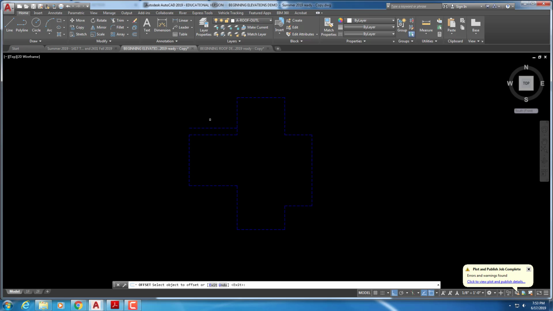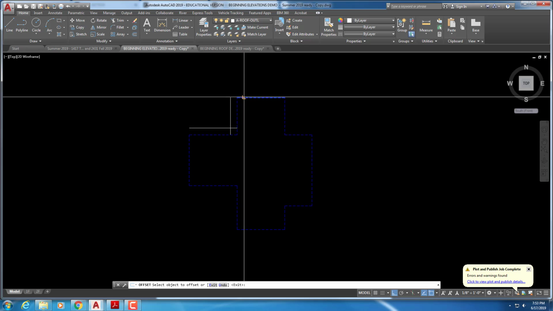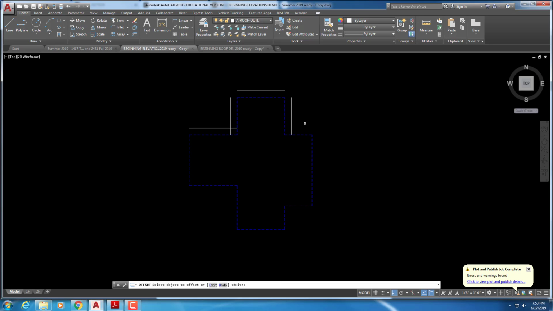We'll find out. Nope. All right, I'm going to back up a step. So offset, layer, current, 2 feet. Let's try this again. All right, so that's what we want to see. So we're creating the overhangs 2 feet out from the framing, which would be there long before any exterior materials were there.